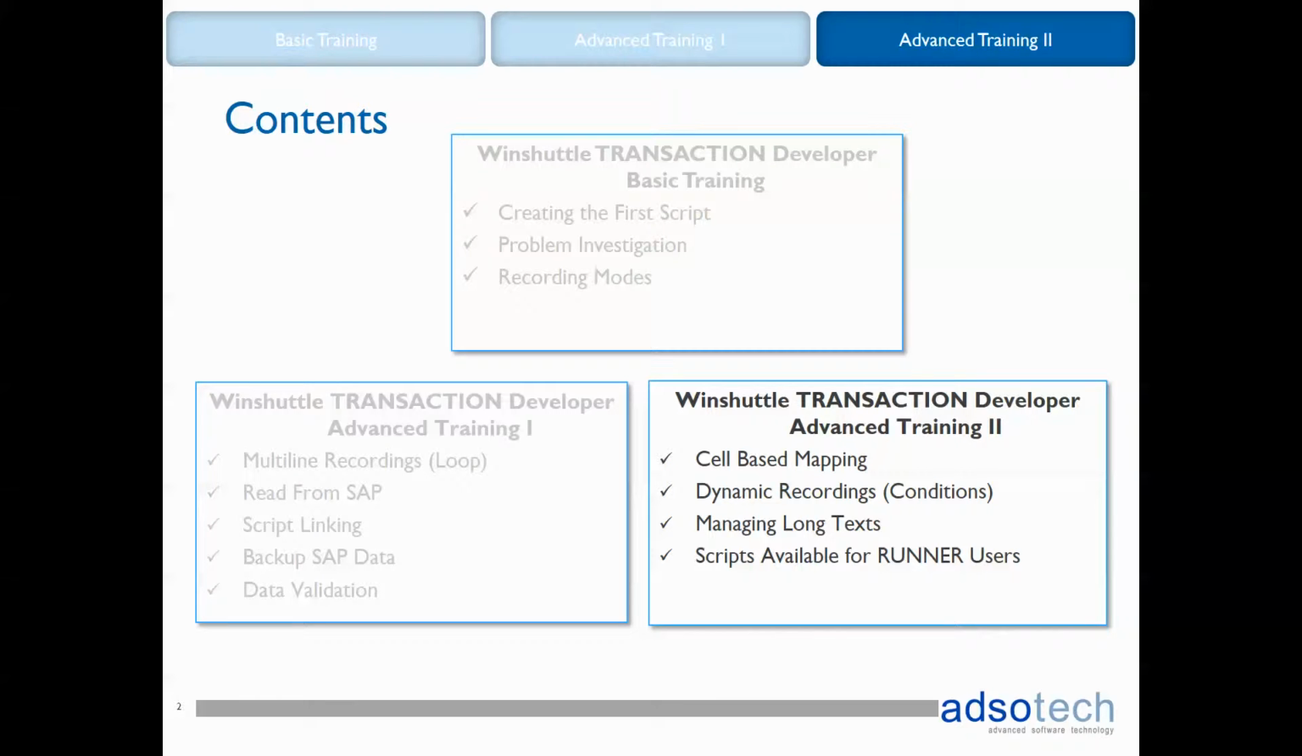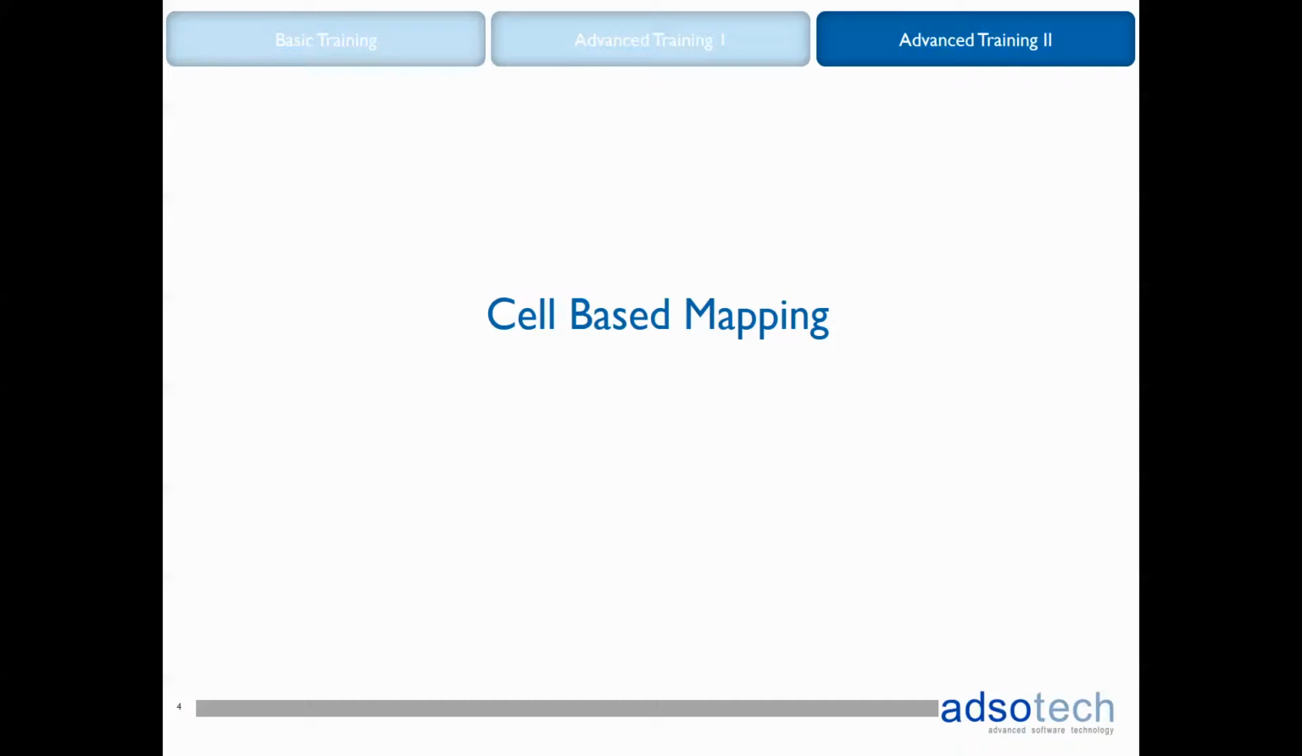These packages are designed for new Winshuttle transaction users with a developer license. We are now in the Advanced 2 training package, which includes cell-based mapping, conditions, long texts, and making scripts available for the runner users. This is the first portion of that package where we will concentrate on scripts that work with an Excel input form, something we call cell-based mapping. Let's dive in.